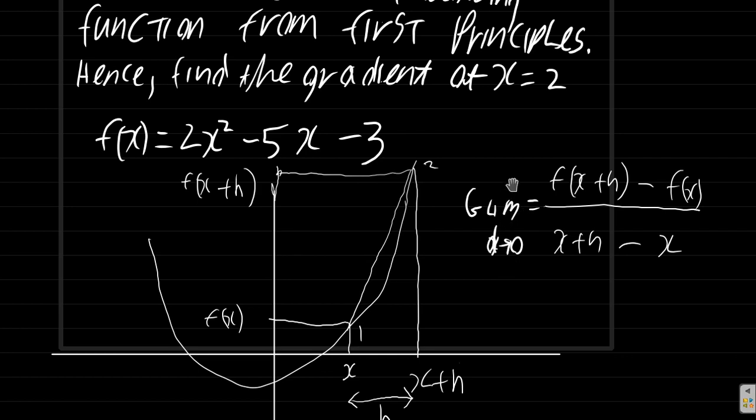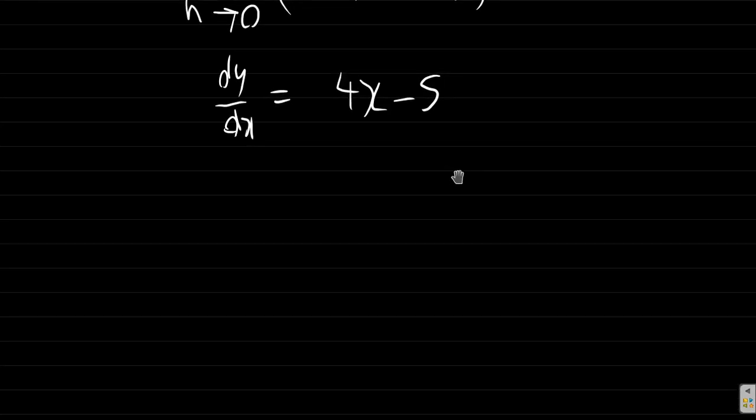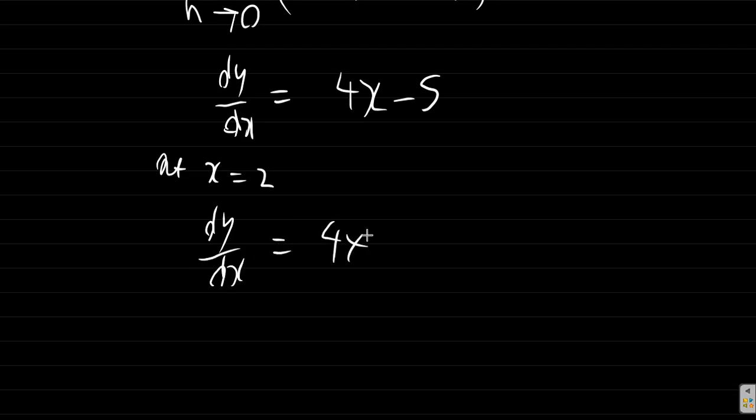Now, at x equal to 2, what is the gradient? So, at x equals 2, dy by dx would be equal to 4 times 2 minus 5, which is 8 minus 5, which is 3. So the gradient would be 3.